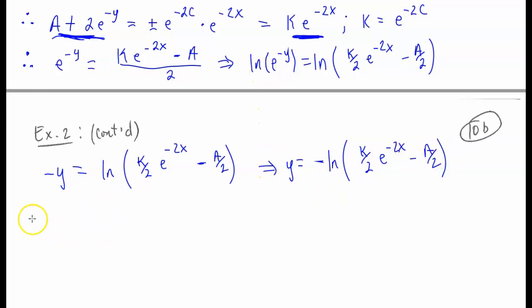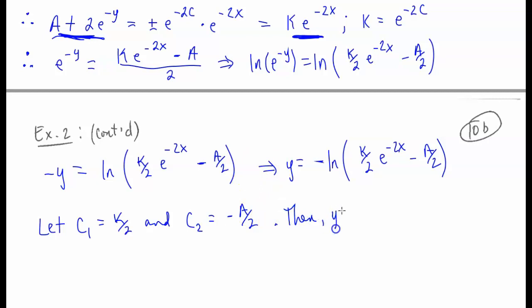And of course, at this point, for simplicity here, let's see, I'll say C1 equal k divided by 2, and let's let C2 equal minus a divided by 2. Okay. Then we'll have y is equal to minus C1 e raised to the minus 2x plus C2.